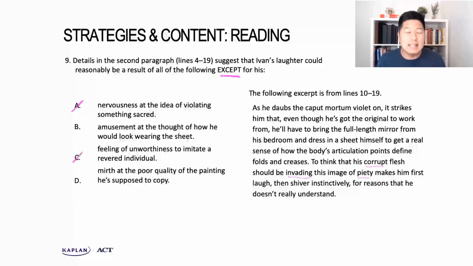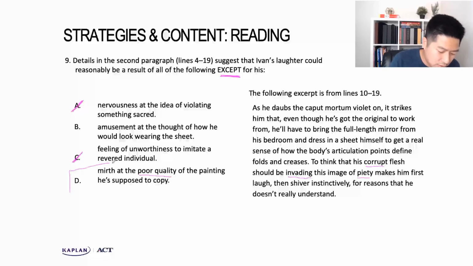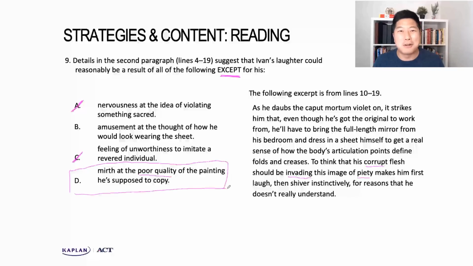And then any doubts about B kind of go away when I look at D, because does he think that the painting is poor quality? No way. He thinks this painting is amazing. That's why he's so excited to copy it. And so that means that even though I had some doubts about B, D is definitely our answer because it's pretty much the opposite of what Ivan has told us so far. And that's the answer we're going to go with here.